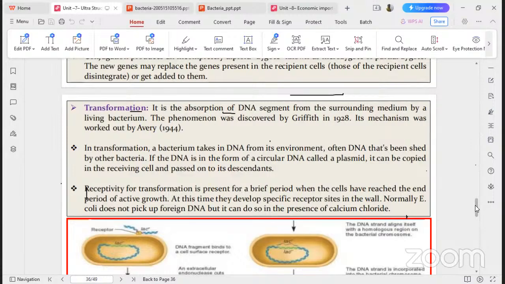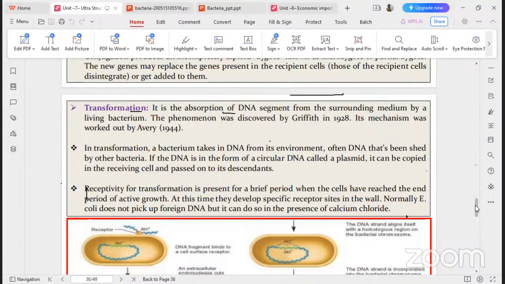Here, without any carriers, the genetic material is exchanging from one to the other. He has done experiments on the mouse.